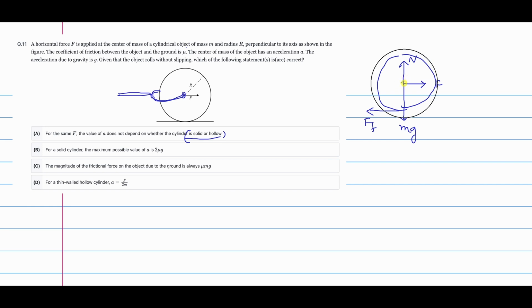Its radius is given, r. Okay, so now as it is rolling without slipping, it is rotating as well as doing translational motion. तो इसको उसी तरीके से देखते हैं.